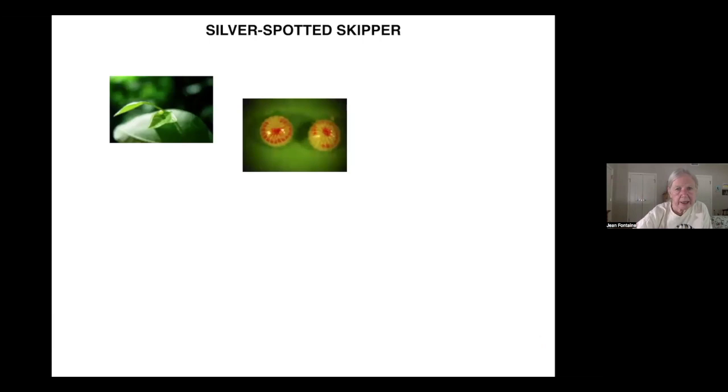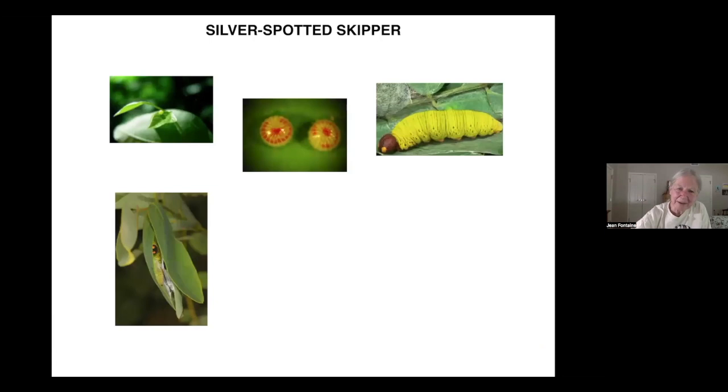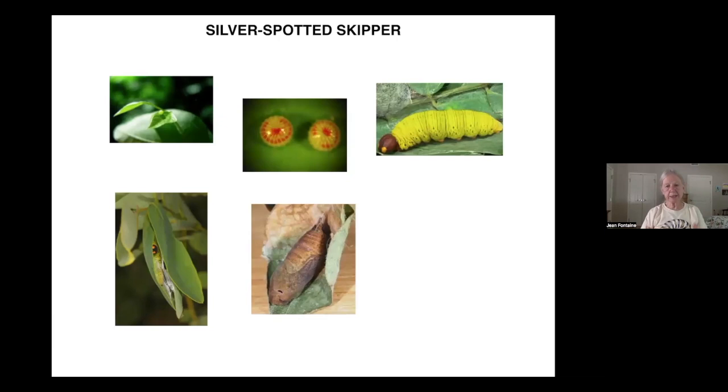And isn't that a gorgeous egg? It's kind of green with that red on the top. And then there's the caterpillar. The silver spotted skipper will take some leaves, curl the leaves and use some silk, and crawl inside that during the day so that they're kind of protected. And when they finish up the caterpillar stage and become the pupa stage, they are wrapped up in a leaf.